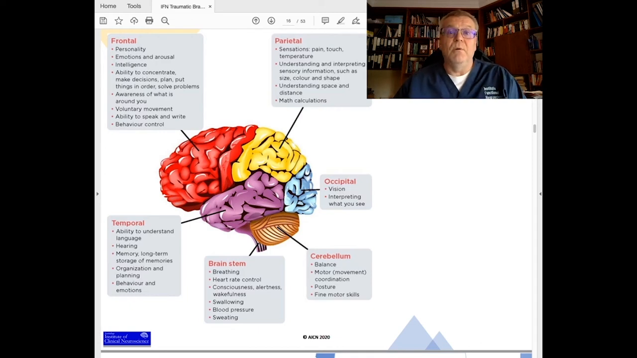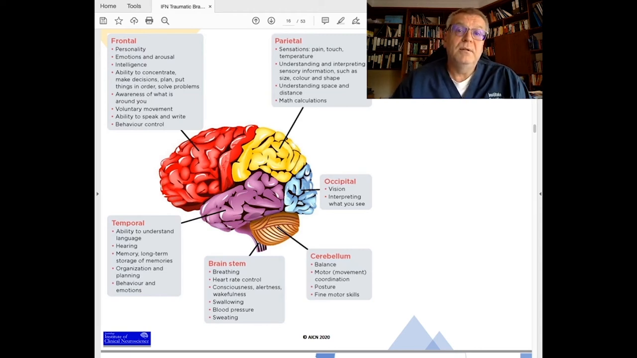It's the same as in a stroke. You can have a stroke in the parietal area of the brain, and you may lose the ability to understand the sensation of touch or even pain. You might not feel pain. You may feel pain when pain is not there. So it's the understanding, the integration, and the perception of things that will be different in that area of the brain.